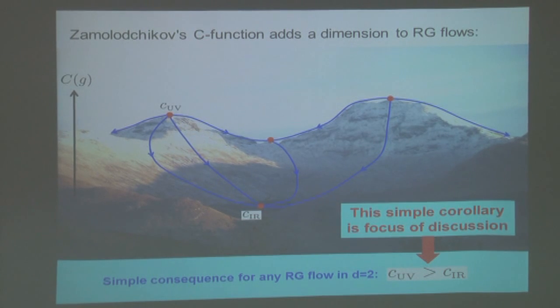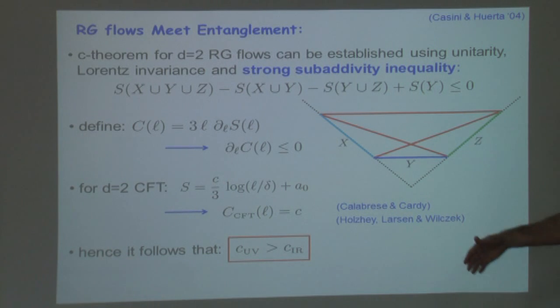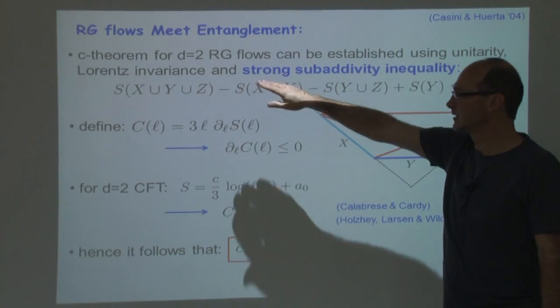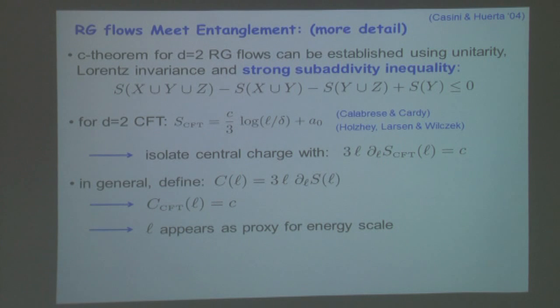So what does this idea have to do with entanglement? Well, as it was originally presented, entanglement was nowhere in the story. However, as I mentioned in the colloquium, Casini and Huerta, 8 years later, reformulated the proof of the C-theorem in terms of entanglement entropy. They used the basic ingredients of unitarity and Lorentz invariance, but then they also used this idea of strong subadditivity, which is an inequality satisfied by entanglement entropies. So given that I have lots of time today, I wanted to talk about that in a little more detail.